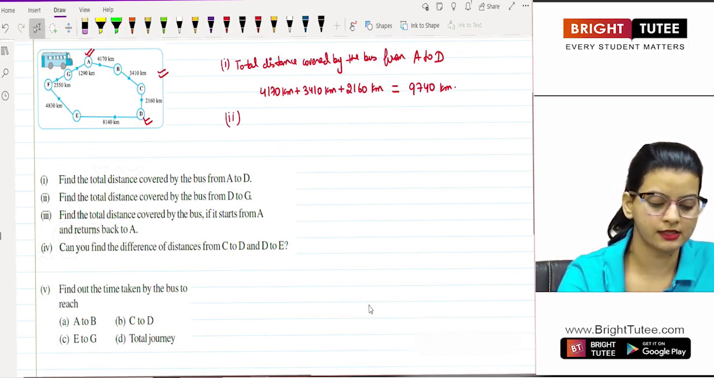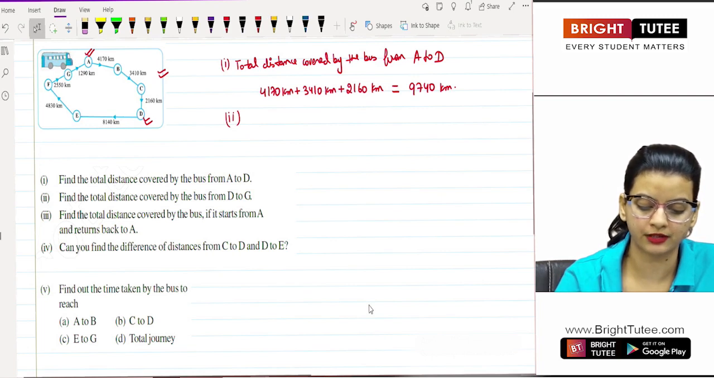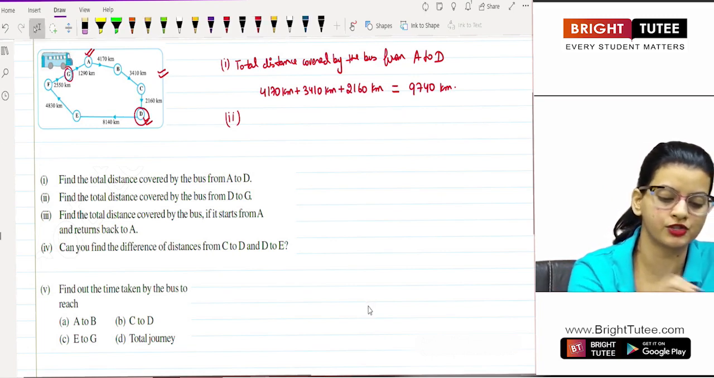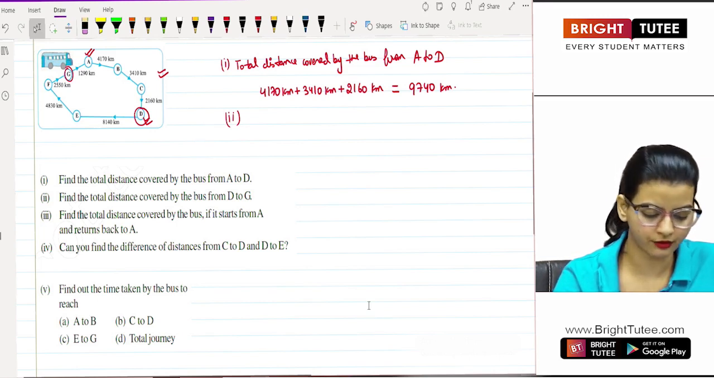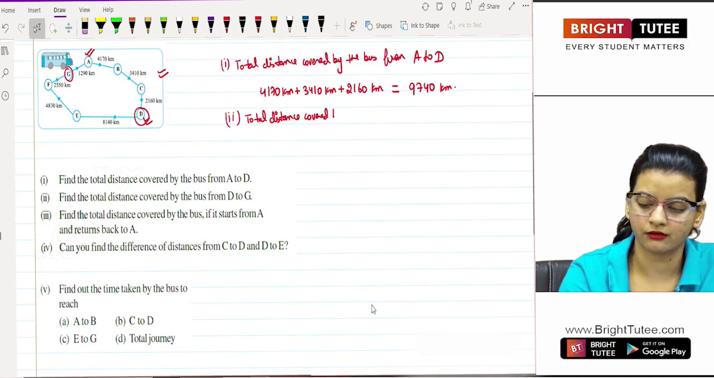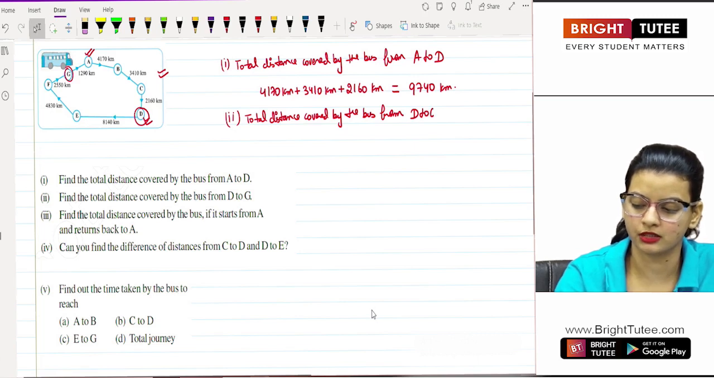Next, find the total distance covered by the bus from D to G. So this is point D and this is point G. So the total distance covered from D to G is, let me add this. Total distance covered by the bus from D to G.